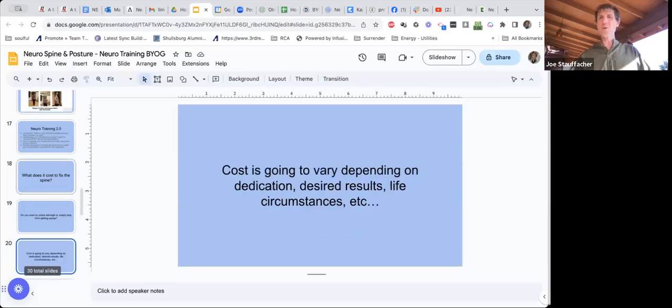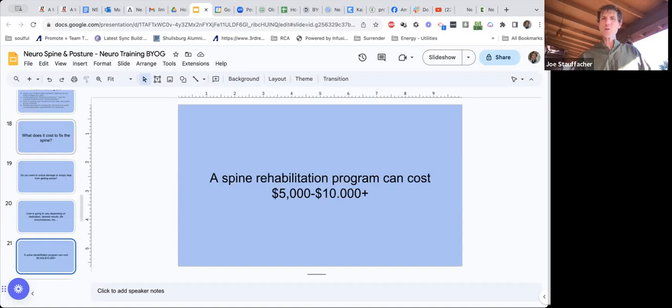The cost is going to vary depending on your dedication and what results you're actually looking for. Are you someone like Ryan and I that are just looking for optimum longevity and being physically fit? Or if your results are simpler than that, it doesn't matter, right? What are your life circumstances? Each of these comes with a different level of cost.